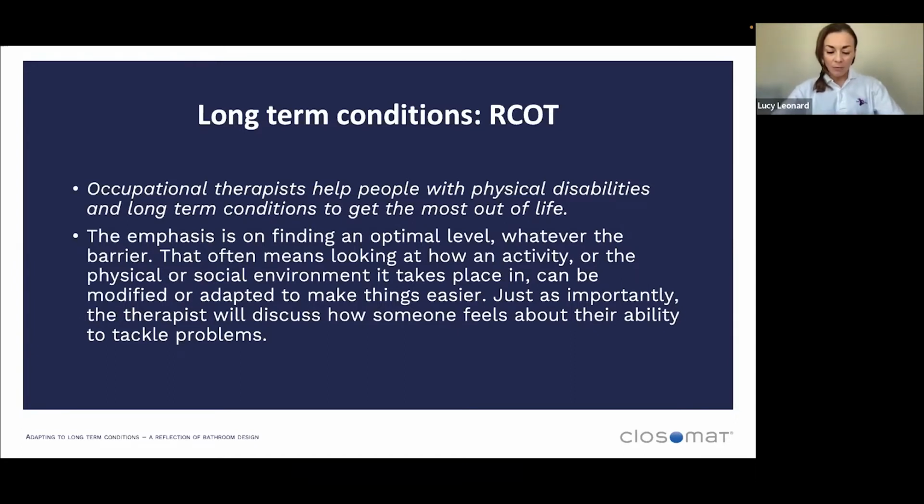So thinking about bathroom adaptations, what we need to do is understand the person. I'm going to go on to this later in the case study. Understand the person, the occupation that they're trying to undertake, and the environment in which that occupation is performed. And then we look at the occupational performance and try and optimize that as an occupational therapist.